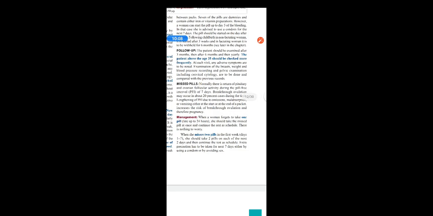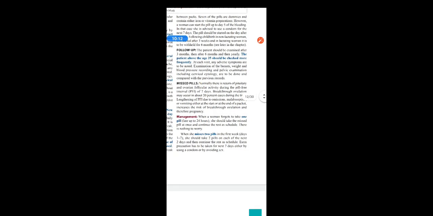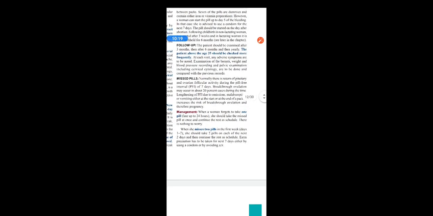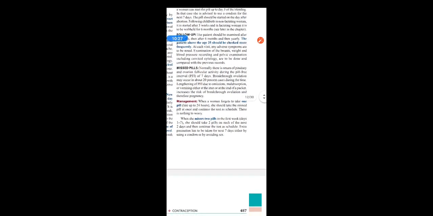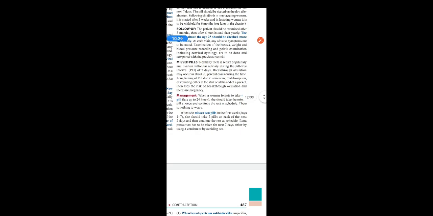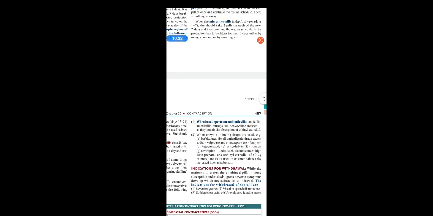Then, follow up: the patient should be examined after 3 months, then after 6 months, and then yearly. A patient above the age of 35 should be checked more frequently. At each visit, any adverse symptoms are to be noted. Examination of the breast, weight, blood pressure, pelvic examination, and cervical cytology are to be done and compared with the previous records. If she misses the pills, she should be advised to take the pill as soon as she remembers.